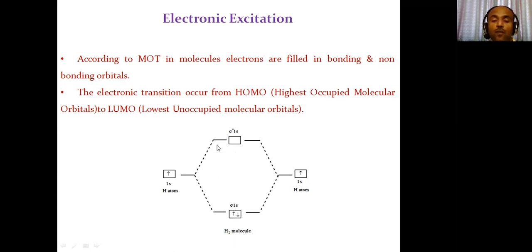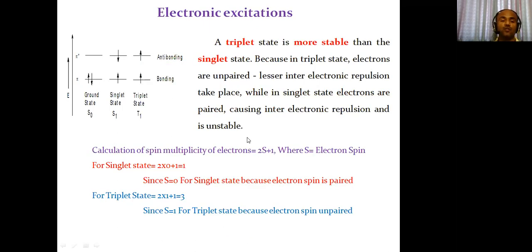Of these two molecular orbitals, one is called the highest occupied molecular orbital, denoted by sigma 1s, and this sigma star 1s is the lowest unoccupied molecular orbital. Now, what happens by absorbing the radiations? The electron from HOMO jumps into LUMO. This process of shifting of an electron from HOMO to LUMO is called electronic excitation.